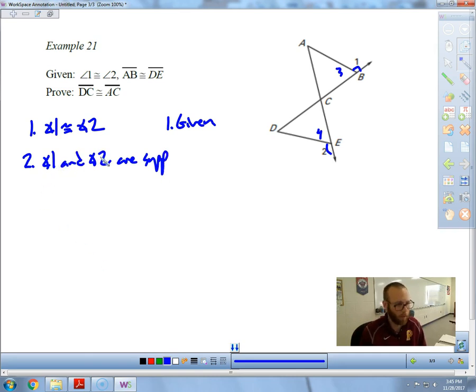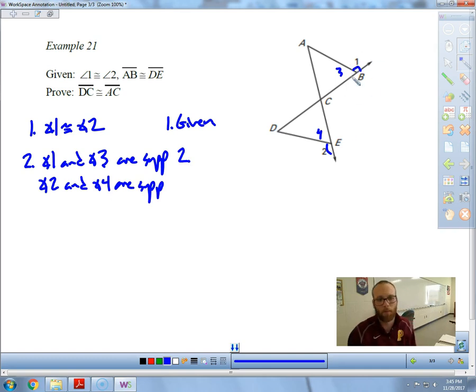I wrote down the wrong angles, didn't I? 1 and 3 are supplementary. 2 and 4 are supplementary. How do I know that they're supplementary? 1 and 3, what do they form? A linear pair. What tells us if two angles form a linear pair that they are supplementary? The linear pair postulate.